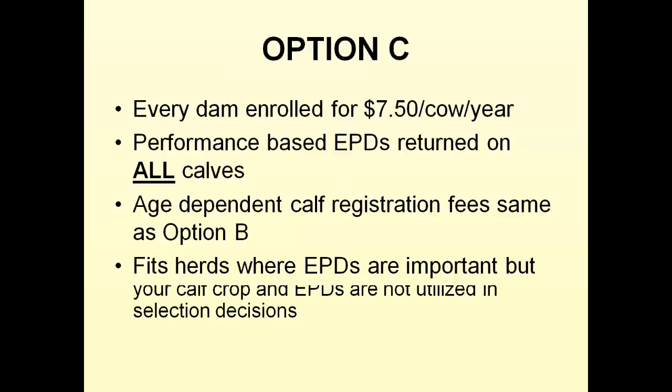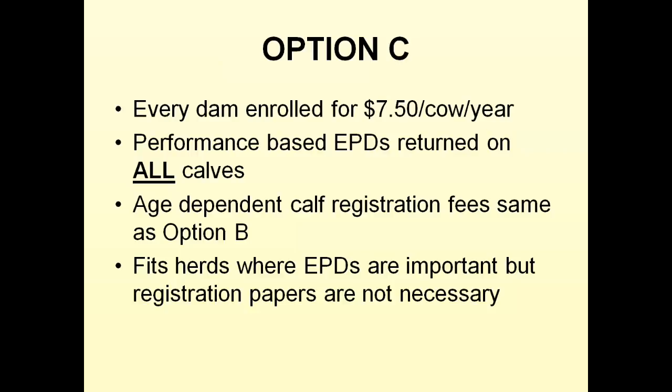Then we conclude with option C. Every dam on your inventory gets enrolled for $7.50 per cow per year. Performance-based EPDs are going to be returned on all calves because you paid the $7.50 per cow. The age-dependent calf registration fees from option B apply if you want to register or paper a calf.